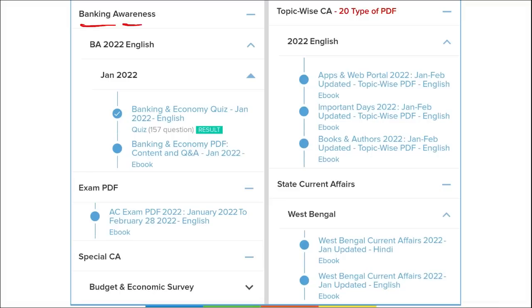All the banking aspirants, those who are preparing for bank exams, will absolutely love our course because we cover almost 99.99% of the syllabus of your bank exams. Here you will see we will also provide quizzes as well as the PDFs.